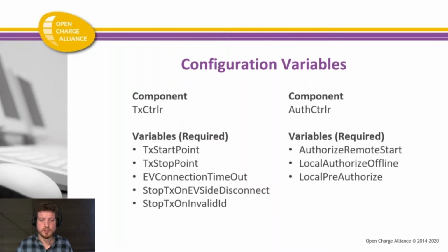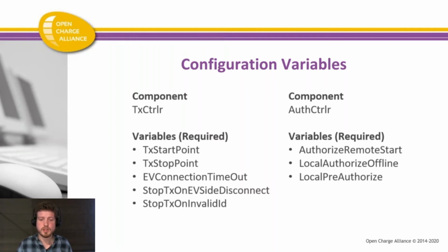Okay, so the start and stop point are already mentioned. The EV connection timeout, most of you are familiar with this one. This field is used to configure how long the charging station will wait before deauthorizing the transaction after the cable has not been plugged in. The following one is stop Tx on EV side disconnect. This will tell with a Boolean value, true or false, whether the transaction is not allowed to resume again after the cable has been disconnected from the EV side.